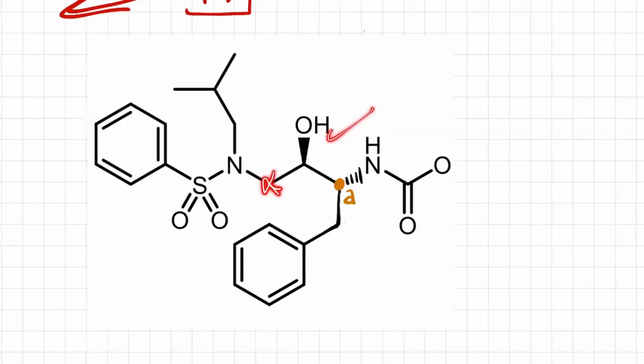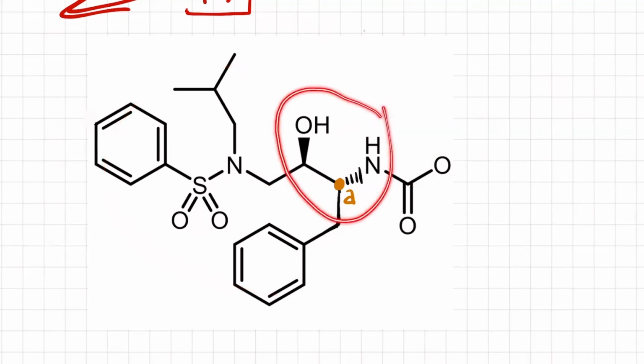This one is not a chiral center because it's attached to 2 hydrogens. That one isn't either, not a chiral center, because the carbon here is attached to 1 oxygen, another oxygen, another oxygen. Definitely not a chiral center. And again, you will see that there are not many chiral centers here. The only ones we have are these 2.